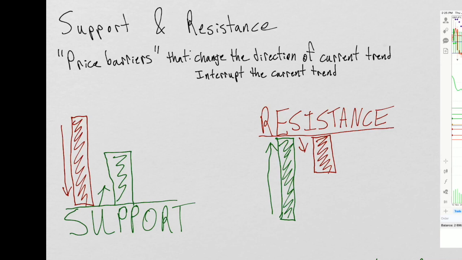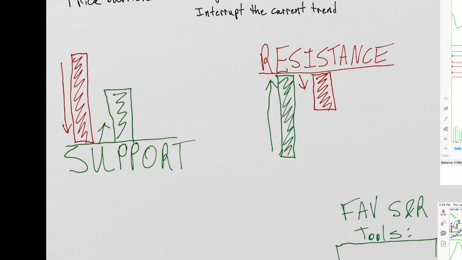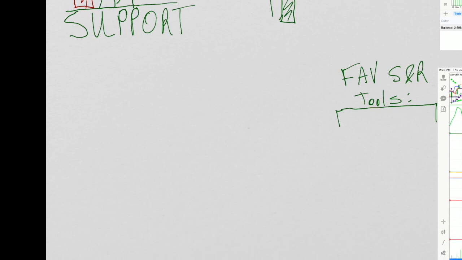Resistance, on the other hand, lives above the price. So I have an illustration of a green candle moving up towards a line. It's going to stop at that line, which is resistance. And then I have an illustration of a red candle moving down from the line where the green candle stopped. So resistance sits over top of the price and causes the price to return back down. It's a price barrier. So it basically bounces off the line.